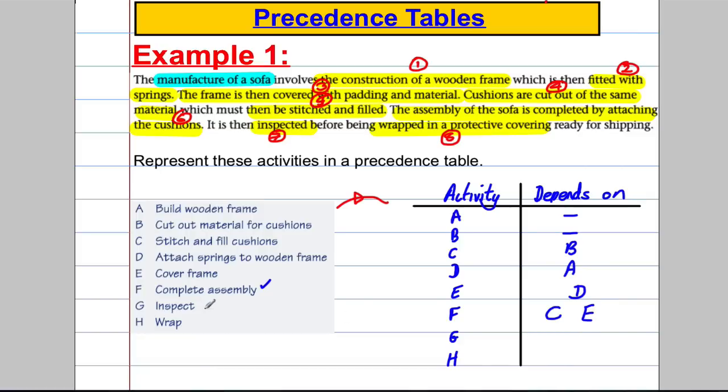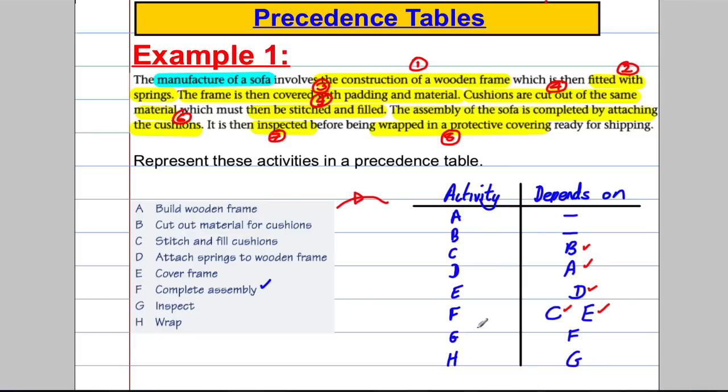G, to inspect this, well, for this to be inspected, everything up to that point has to be completed. Now, so far in our table, we've got A, something depends on A, something depends on B, something depends on C, something depends on D, something depends on E. So if I just put here F, i.e. it requires us to complete the assembly, that by implication everything else is dependent on. And lastly H, in order to complete the wrapping, it had to have been inspected, so we put G in there.